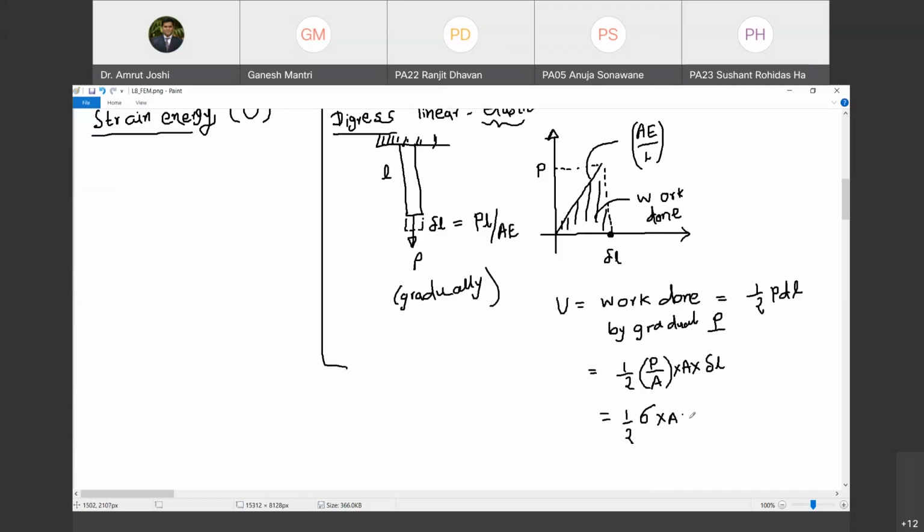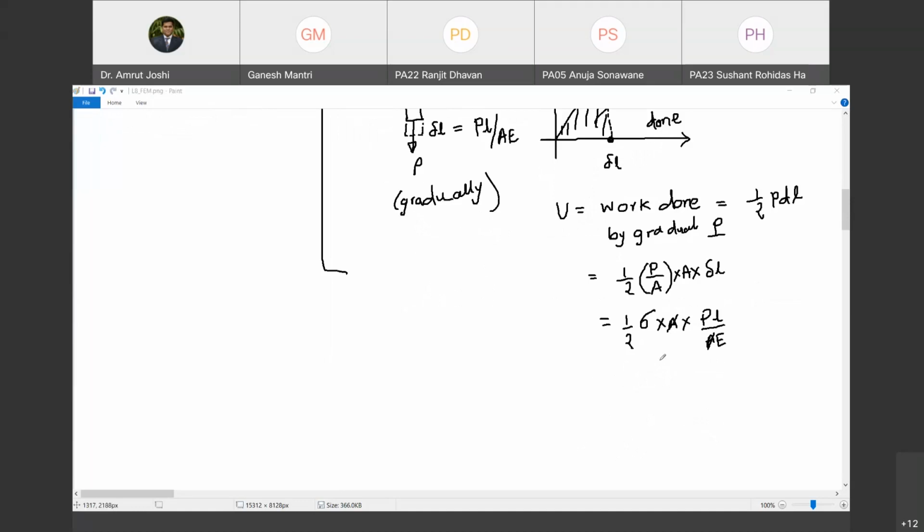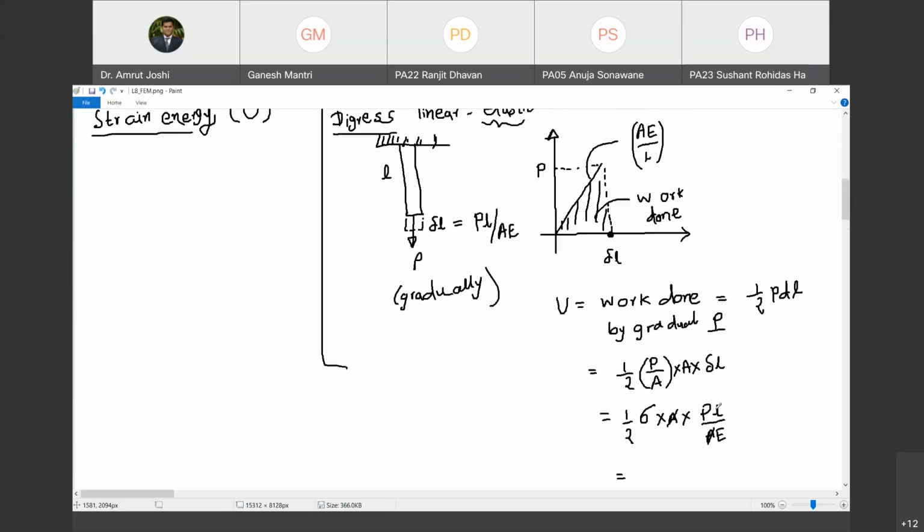What is the formula for delta L? PL by AE. Yes, sir. Do you agree with me? Yes, sir. Now the A will cancel out from this. Are you with me? Yes, sir. Just a minute. What has happened? The work done is equal to half P into delta L.